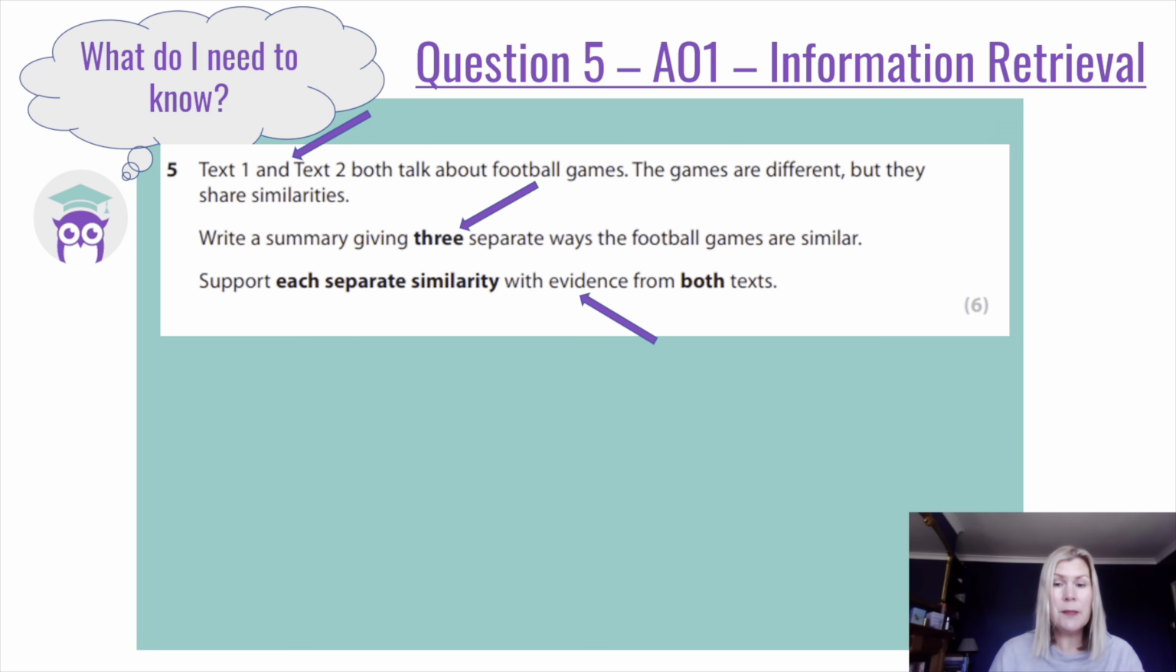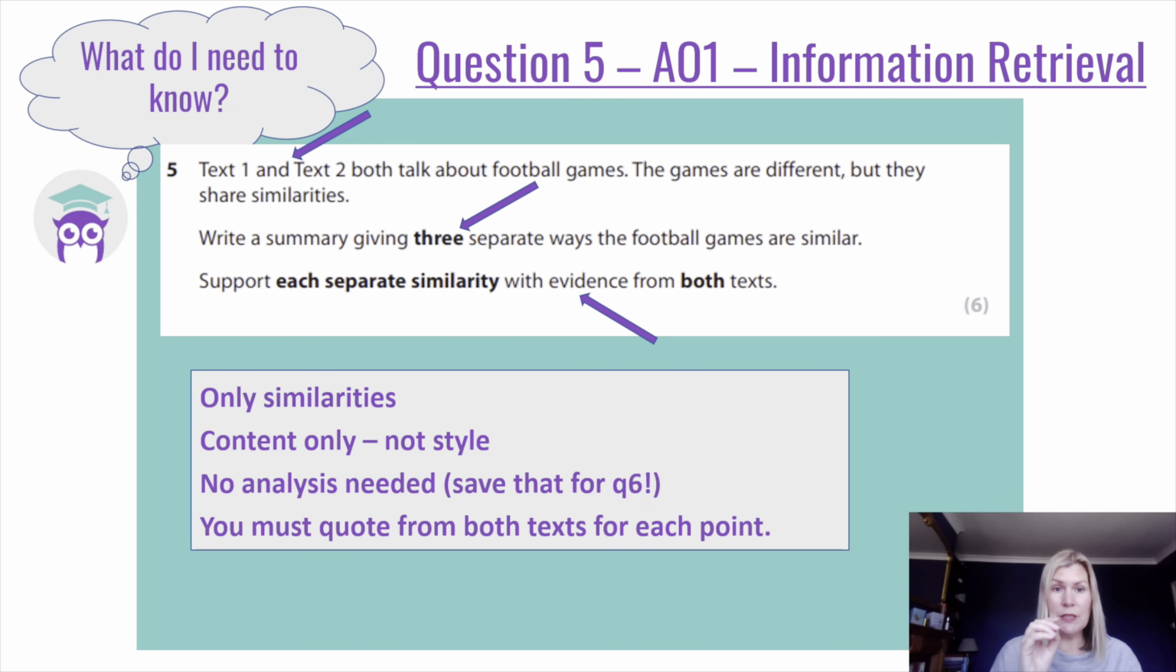That's really important because summaries don't always have to have quotations, but in this particular case, the exam board is being very clear that it does want you to evidence, so make sure that you're including quotes. So you're only looking at similarities. This is really important. You're looking at content, not style. You're not going to do any analysis for this either. It is simply spot the similarities and then give the examples, okay? And make sure that you're getting examples from both texts to evidence your points.